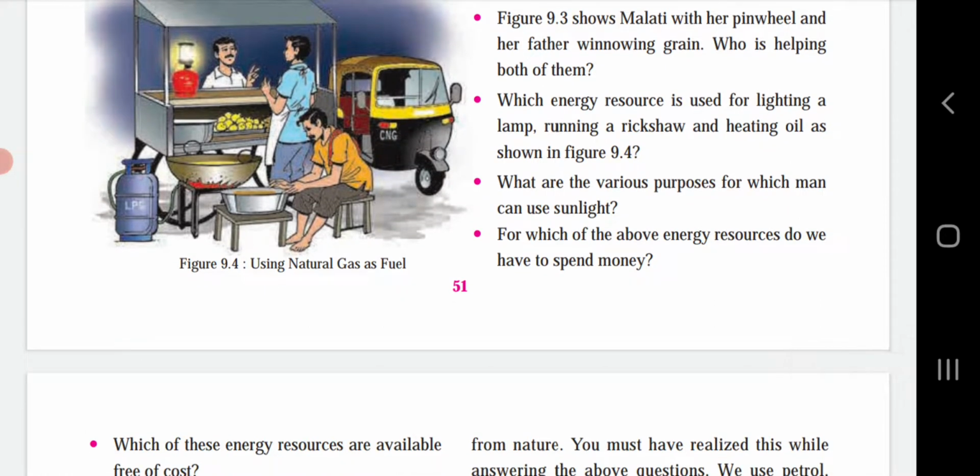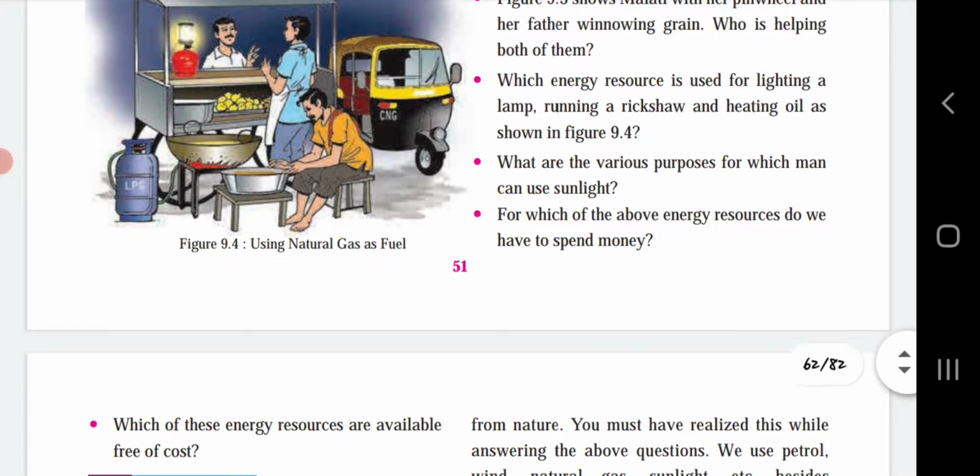What are the various purposes for which man can use sunlight? So here, man can use sunlight for heating water, cooking food, lighting lamps, running vehicles, and for different purposes.